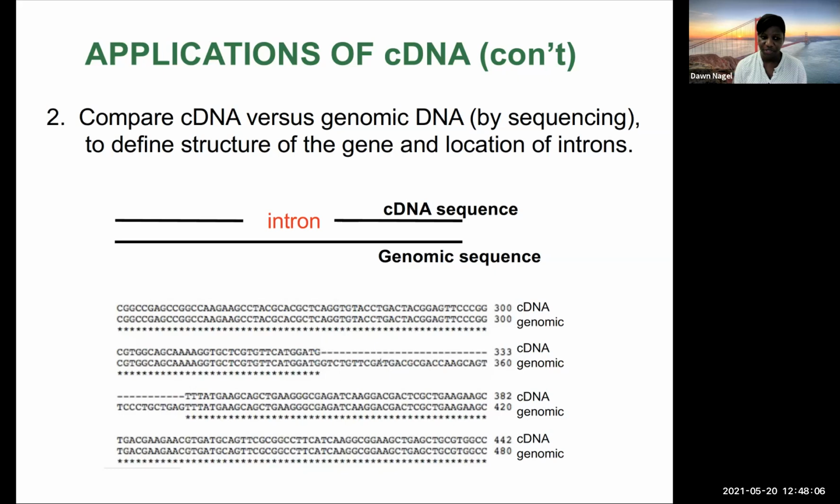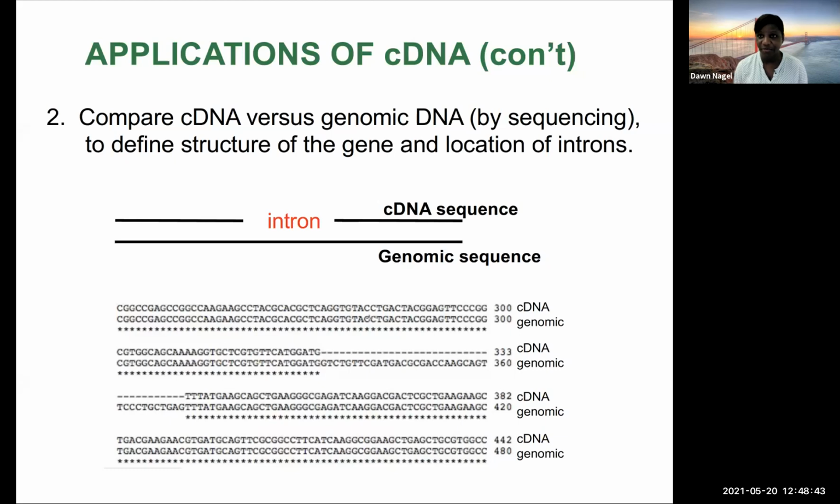And this is how it's usually represented. All of the stars suggest that they're identical. And then you have the regions of the gap where you are missing that intron, yeah? And you can see the 5' splice site and the 3' splice site that's present for those intronic sequences as well, okay? So you can really do this to figure out where an intron is present or not.